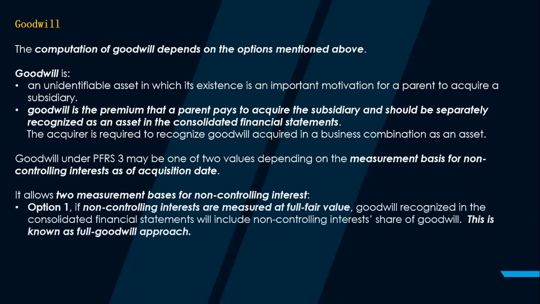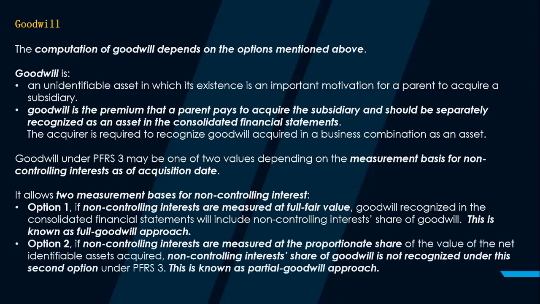Option 1, if non-controlling interests are measured at full fair value, goodwill recognized in the consolidated financial statements will include non-controlling interest share of goodwill. This is known as full goodwill approach. So that is option number 1 if non-controlling interests are measured at full fair value.